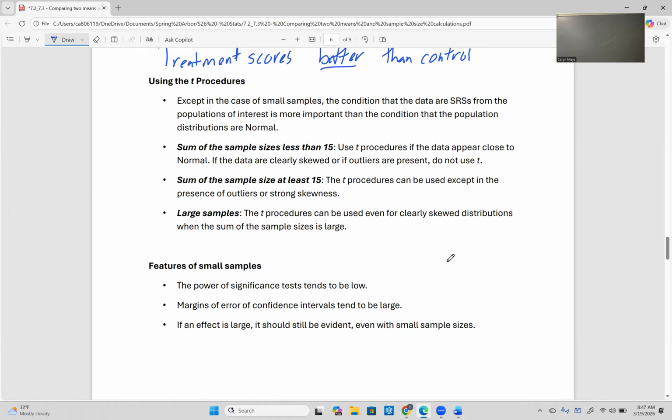And then large samples, we're free to go because of the central limit theorem and that we're getting closer and closer to a normal curve. The larger and larger our samples get, the more likely we are to be able to use them. So as long as our samples are large, use T procedures as normal. All right.